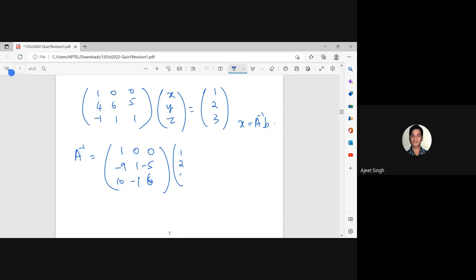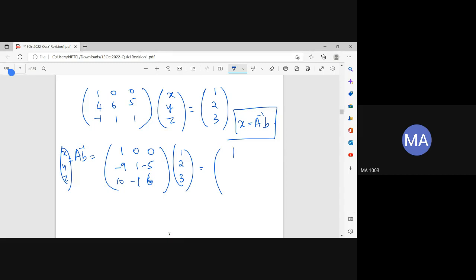Yeah. So what is this? Ma'am, x, y, z should be written. No, I'm finding out x, y, z, which is A inverse B. I'm trying to find out x, y, z. Like this, A inverse B.